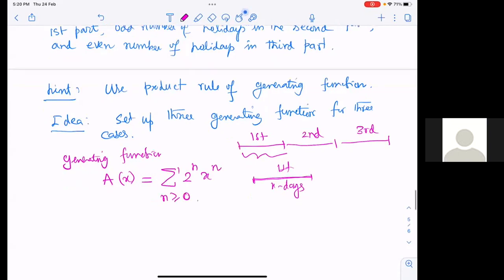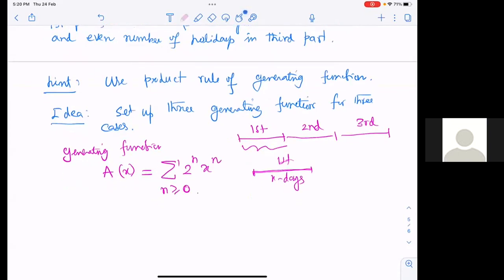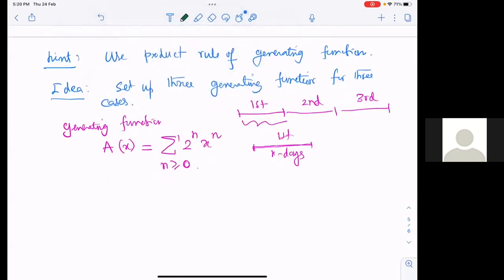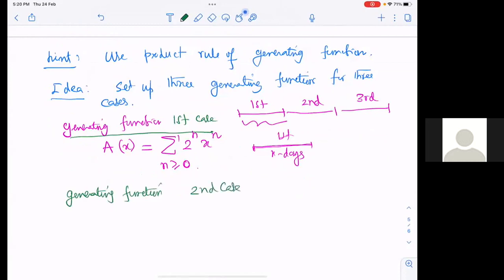Is it correct? Okay, so let's write the generating function for the second thing. This is the first case. Now let's write the generating function, and the second case. Can somebody point out the generating function for the second case?